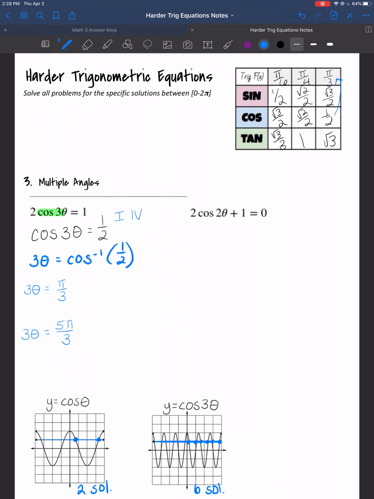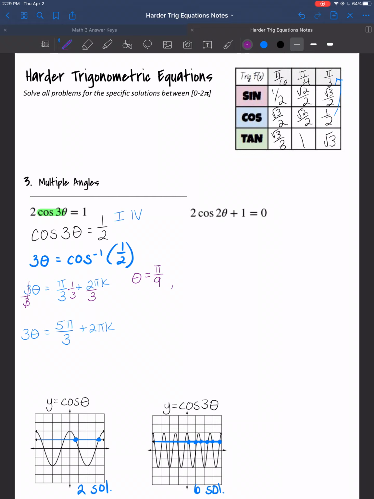Now, you need to add 2 pi k, like we were doing the general solution. Because what's going to happen now is you're going to divide by 3 to solve for theta. Dividing by 3 is the same thing as multiplying by a third, and then divide by 3 here. And that's going to give you your first solution. So theta equals pi over 3 times 1/3 is pi over 9.